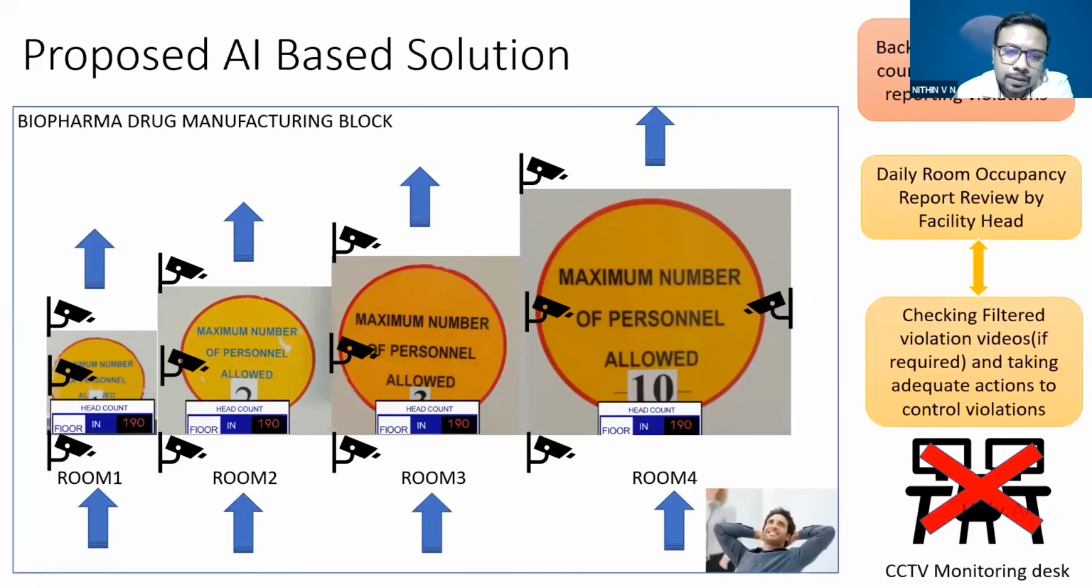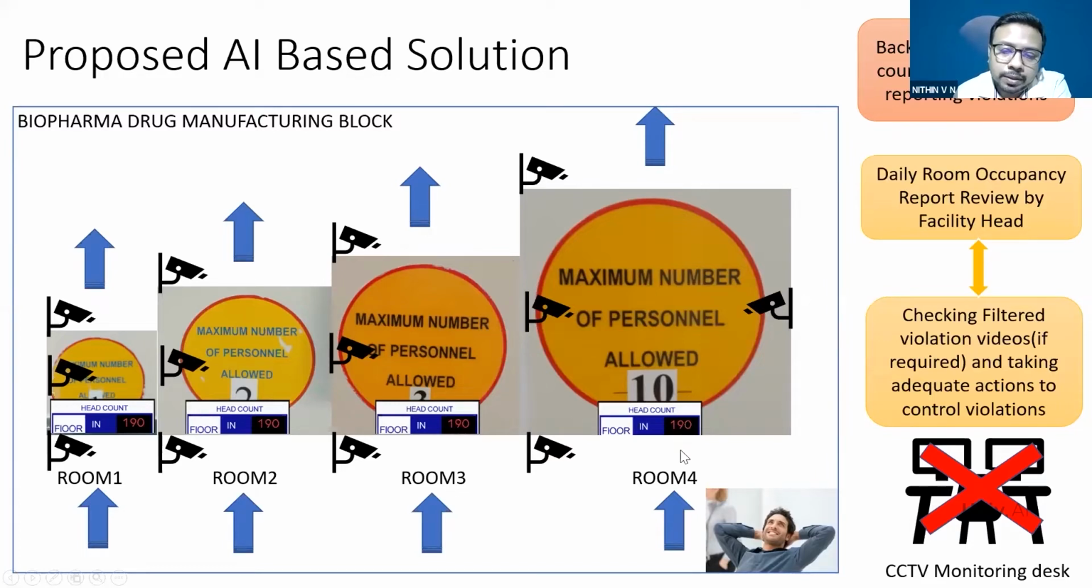So our proposed AI based solution is that we'll have a backend AI engine which will detect the persons, count the persons, and report the violations. The person counting system will also display a dynamic count of the people inside that particular room. So for example, in this room, the count will be displayed here, so that the person entering the room is already aware that there are already 10 people inside and he should not enter, or he should wait for somebody to go out. That dynamic headcount display is something we are planning to implement at the entry, so that the operator will be conscious before entering the clean room.